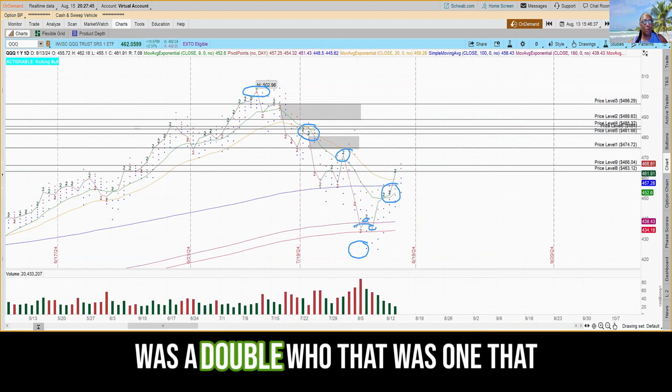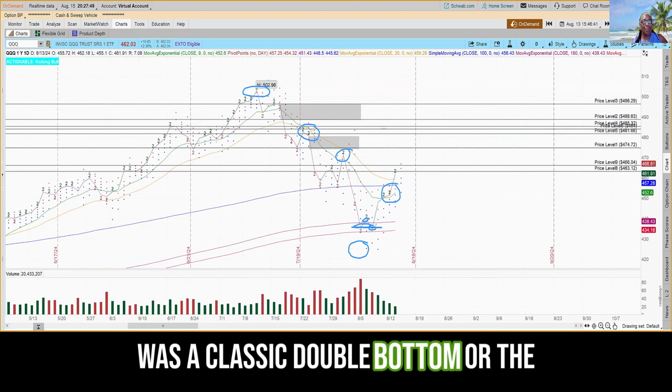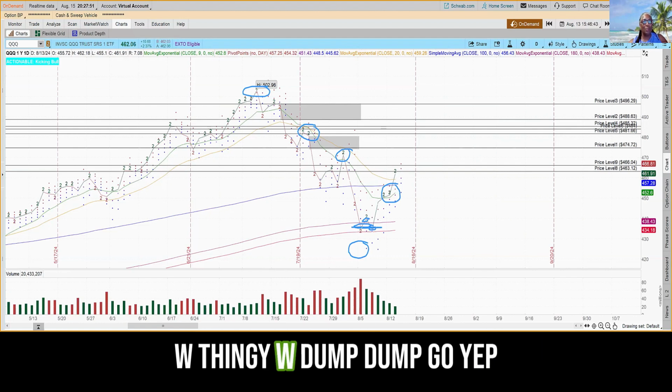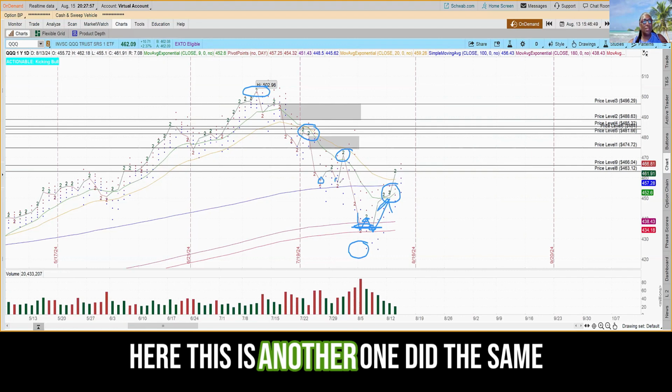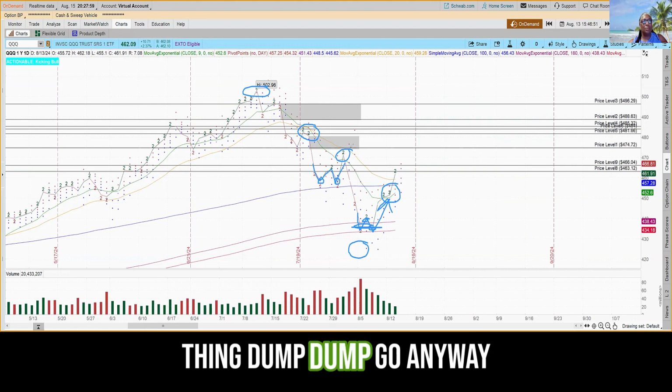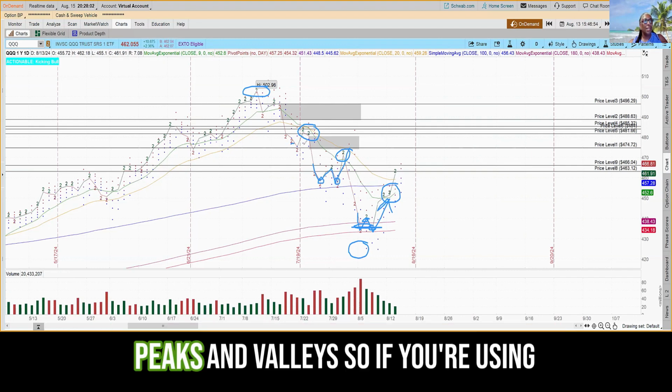This was a double. Ooh, that was a classic double bottom, or the W thingy. W, dump, dump, go. Yep. And so you got peaks and valleys here. This is another one, did the same thing. Dump, dump, dump, go. Anyway, peaks and valleys.